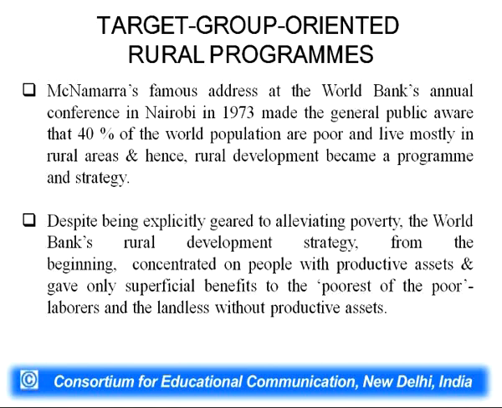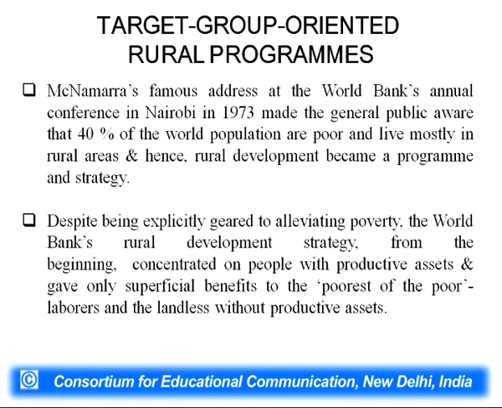Despite being explicitly geared to alleviating poverty, the World Bank rural development strategy from the beginning concentrated on people with productive assets and gave only a superficial benefit to the poorest of the poor, laborers and landless without productive assets.